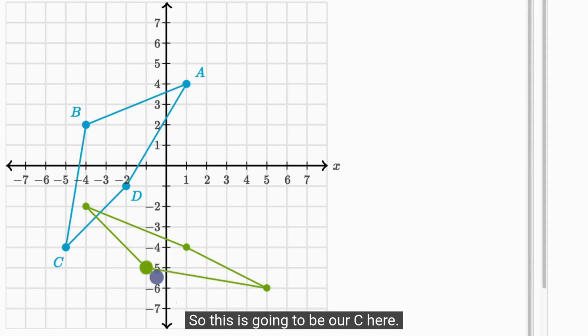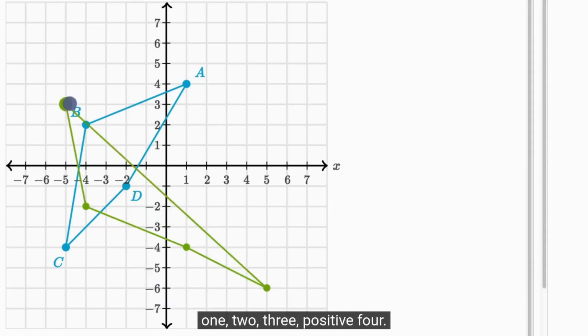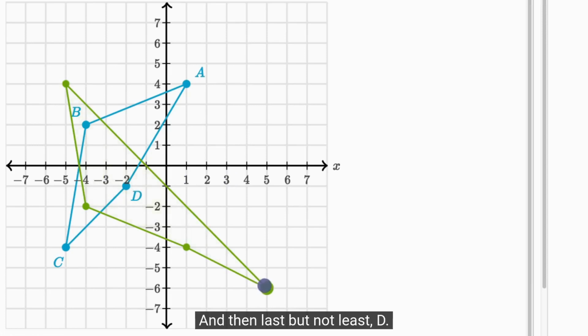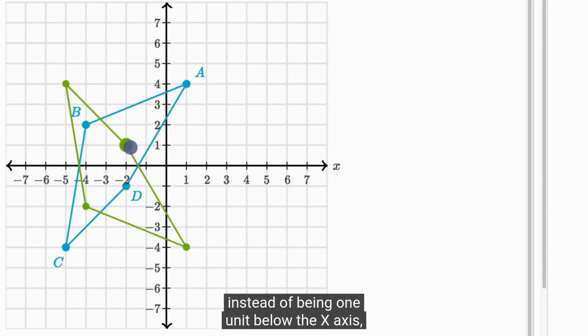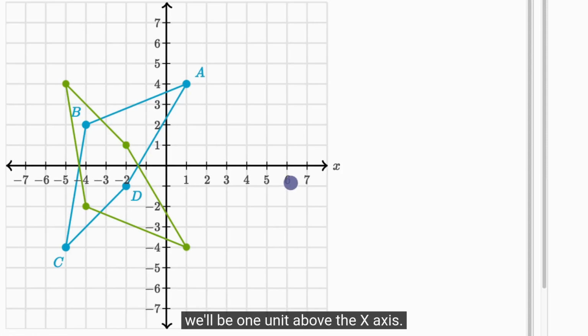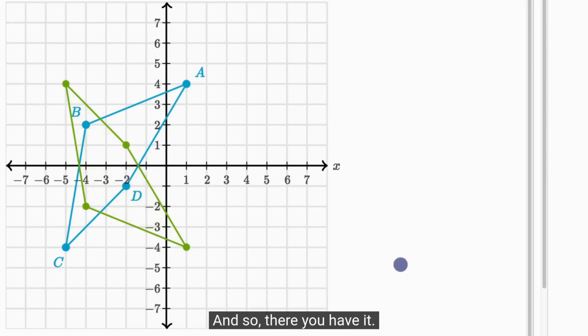So this is going to be our C here. So this goes to -5, 1, 2, 3, +4. And then last but not least, D. And so let's see. D right now is at -2, -1. If we were to reflect across the x-axis, instead of being 1 unit below the x-axis, we'll be 1 unit above the x-axis, and we'll keep our x-coordinate of -2. And so there you have it.